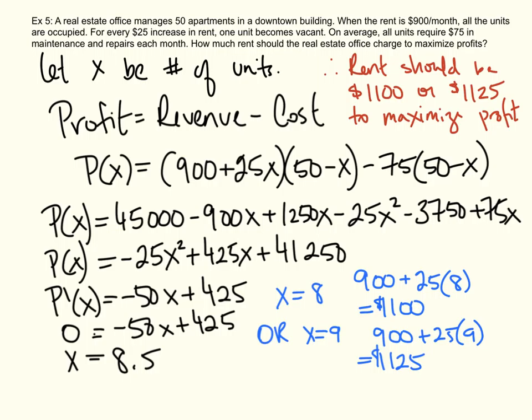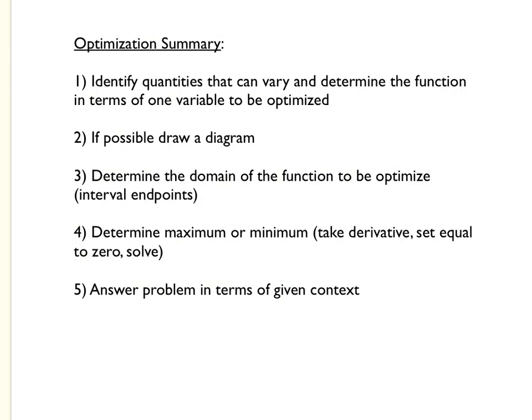So in this case, your rent should either be $1,100 or $1,125 to maximize your profit. And if you want to verify, you can plug in both values, x equals 8 and x equals 9, into your profit equation, and you should get the same value of 43,050.